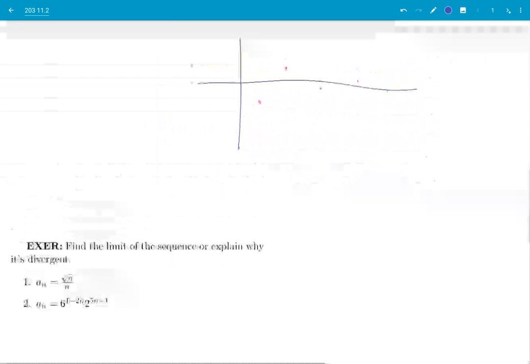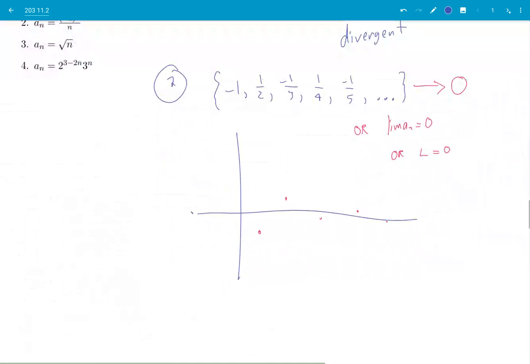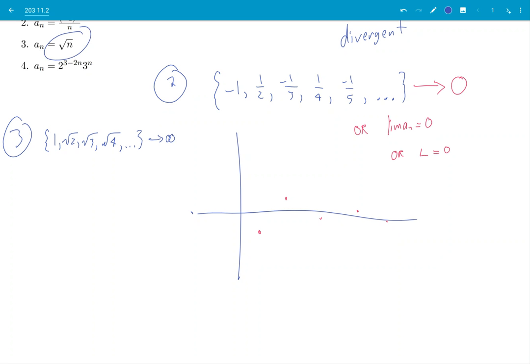And for 3, we have square roots. Ooh, not making good use of my space here. Okay, for square roots, you have no limit to how high they can go, right? It's impossible to put a ceiling on this expression. If you tell me its maximum is 1,000,000, well, I can find an n that will make this expression bigger than 1,000,000. So the limit here, it's going to infinity. So in this case, we say divergent.